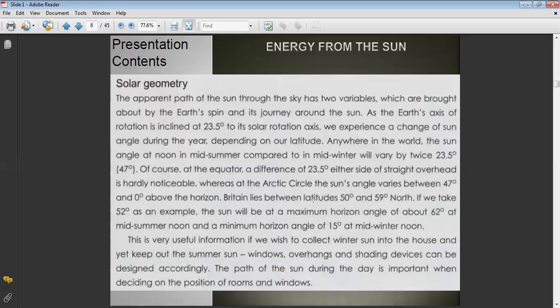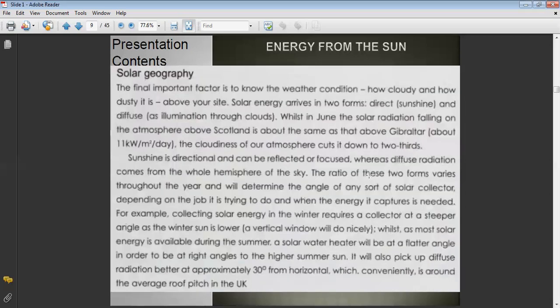So Britain lies between latitudes 50 degrees and 59 degrees north. If we take 52 degrees as an example, the sun will be at a maximum horizon angle of about 62. That is with reference to England. This is very useful information if we wish to collect winter sun into the house and yet keep out the summer sun. This is exactly what we are opting for in our climate, or in our context as well.